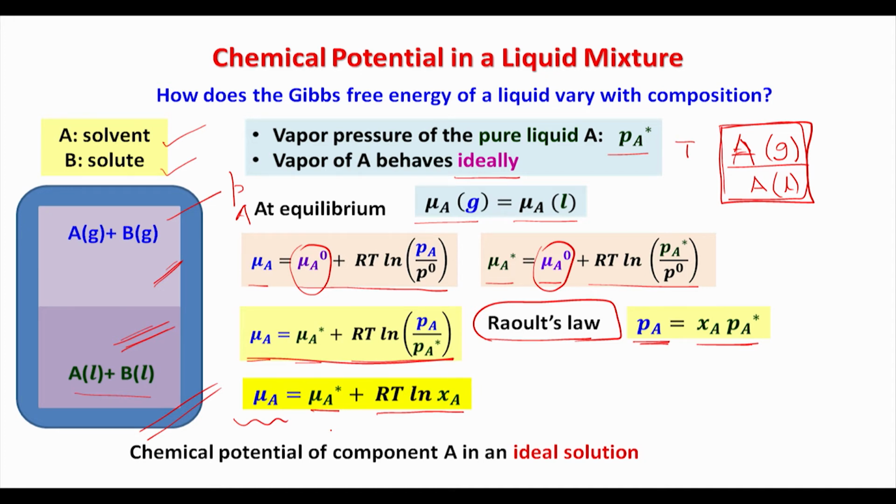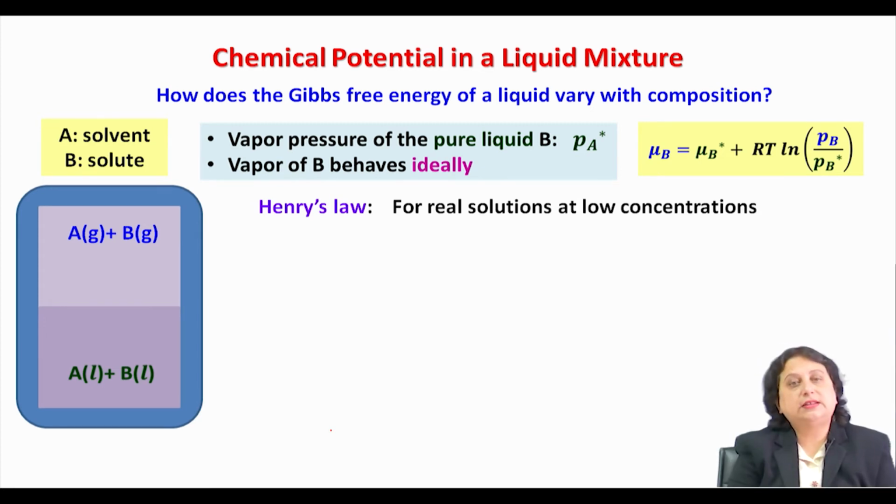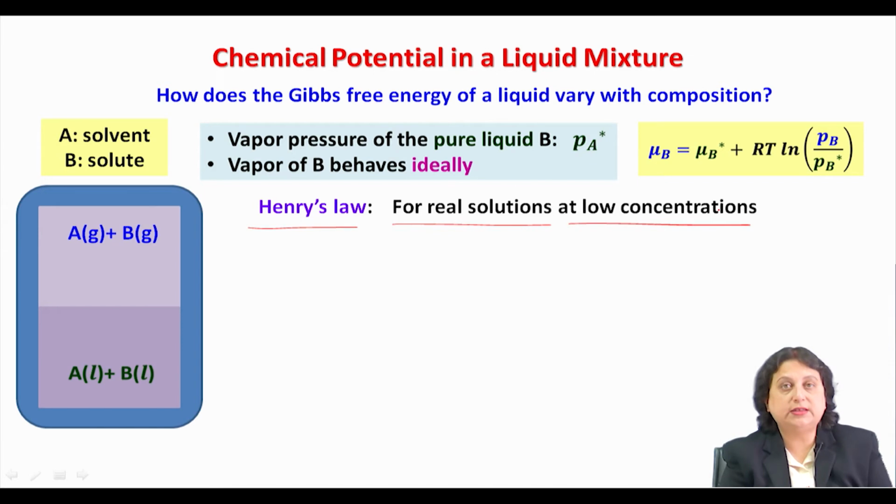Now, once you understand this, I also understand that there are several other chemical experiments where it has been found that Raoult's law is not valid. So in that case, what one uses is what is known as Henry's law. Henry's law will be applicable for real solutions at low concentrations.